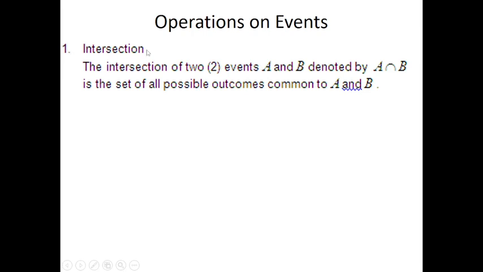Okay? So, pag sinabi natin operations and events, tinutukoy natin dito are as follows. So, una meron tayong intersection. Intersection of two events. The intersection of two events, A and B, denoted by this notation, is the set of all possible outcomes common to A and B. Okay? So, pag ang pinag-uusapan natin ay common outcomes dun sa dalawang events, A and B, set notation natin for intersection. Okay? Ayan. Inverted U.